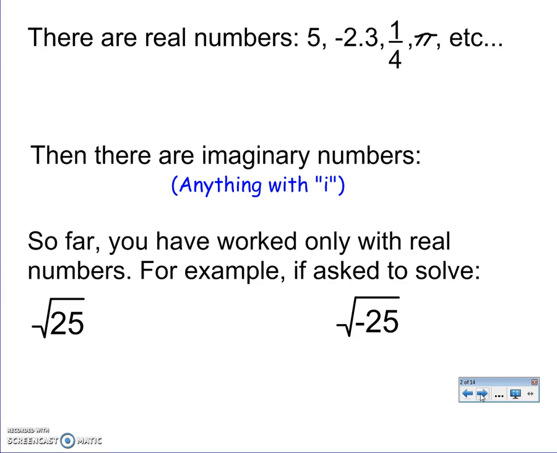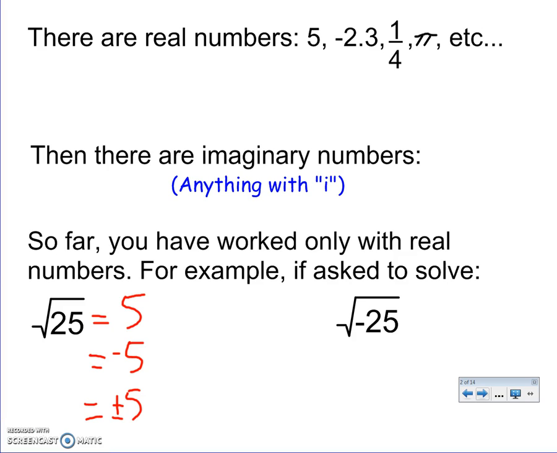For example, if I asked you to solve what's the square root of 25, you'd tell me, well, that's positive 5, because positive 5 times positive 5 equals 25. You'd also tell me it could be negative 5, because negative 5 times negative 5 equals positive 25. So from here on out, we're going to say that's really plus or minus 5. So positive 5 and negative 5.